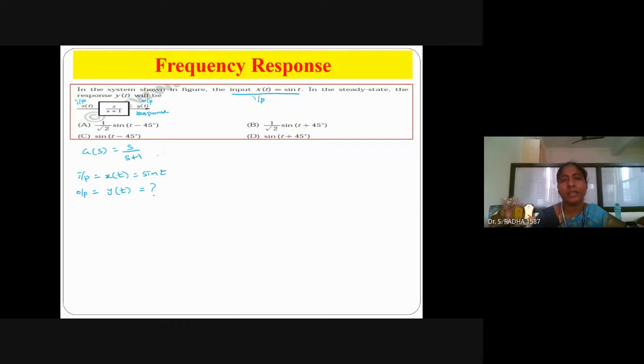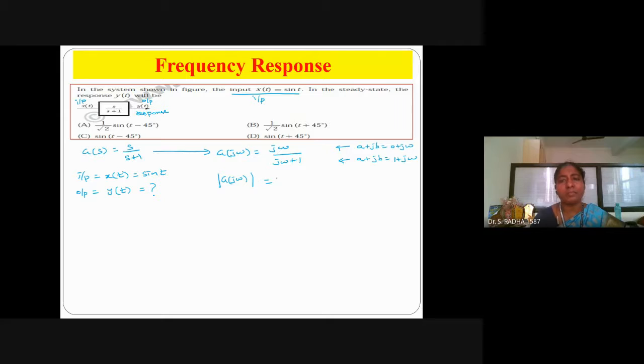Output also sinusoidal, but coming to G of j omega, it is j omega divided by j omega plus 1. We are just substituting s equal to j omega wherever s is there. Now we will go with the magnitude of G of j omega. Numerator, you take it in a plus jb format. It is 0 plus j omega, so a value is 0. Denominator also in a plus jb format, it is 1 plus j omega.